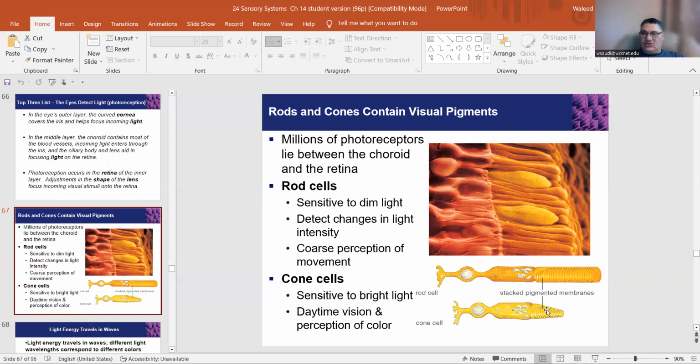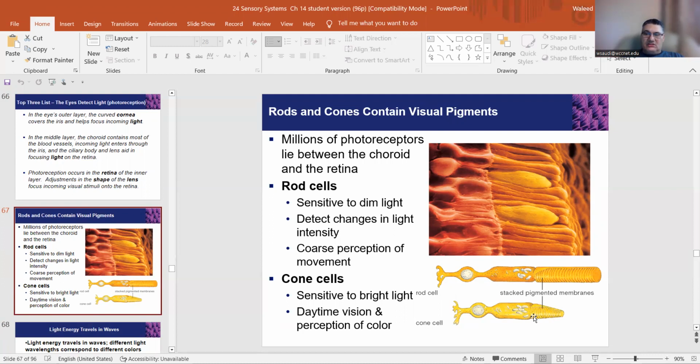Let's say rods and cones, and this is important to know. What I want you to know here is that rods are for dim light or night time. So it's black and white. You need to remember this. Rods for night vision, dim light. So what do I see? I see black and white.